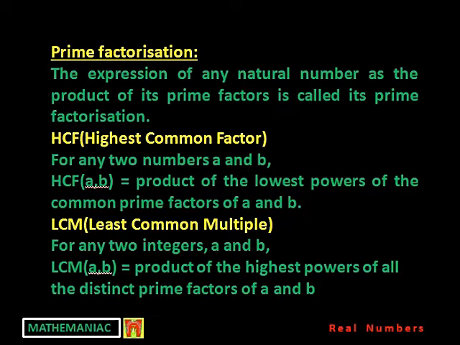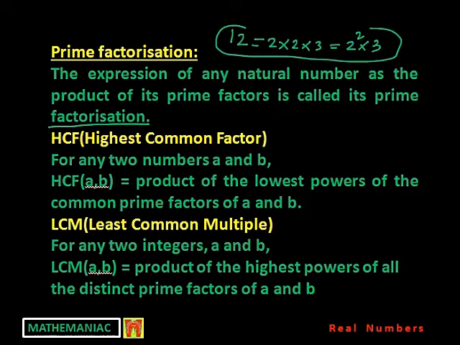Prime factorization. The expression of any natural number as the product of its prime factors is called prime factorization. That means whenever you express any natural number as the product of its primes, it is a prime expression or prime factorization. Say 12, I can write it as 2 into 2 into 3. And now, as we know the exponent, we will write it like this. This way, if anyone writes, then we call this prime factorization.